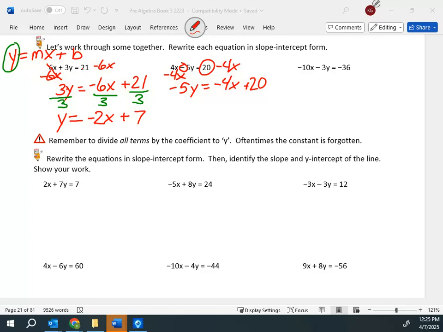What's my next step? Luke: Divide every term by the coefficient, which is what? Minus 5. Yeah, that -5. I need to divide each term by -5.